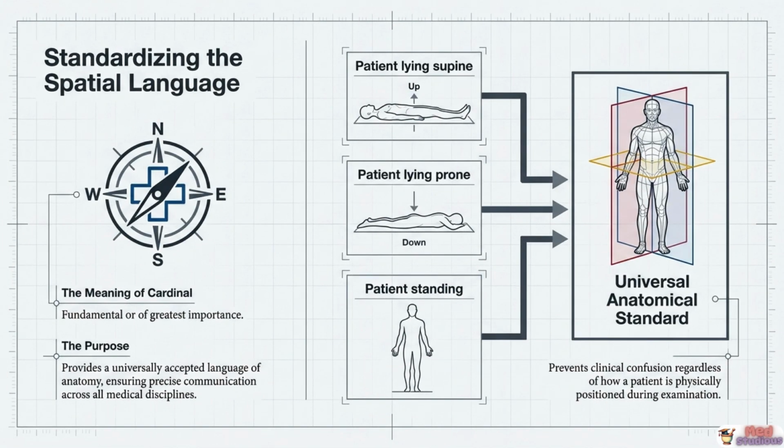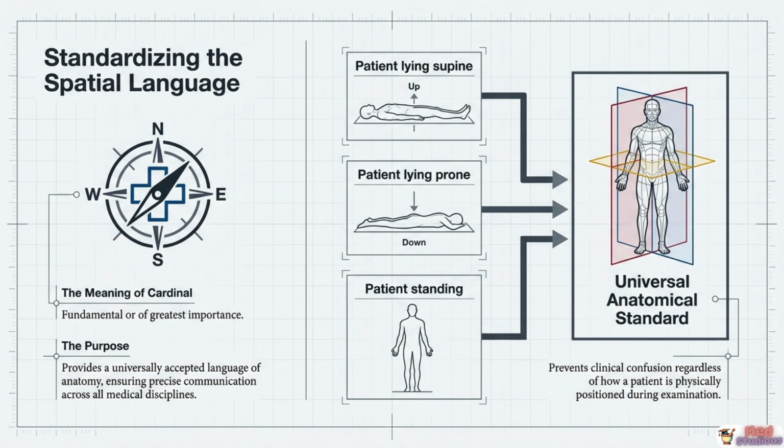Before we can understand the planes and axes, we need to answer one essential question. Why do we need this system at all? The answer is clinical precision. The word cardinal itself means fundamental or of greatest importance, and that is exactly what these planes are. They provide a universally accepted spatial language of anatomy, ensuring precise communication across every medical discipline worldwide. Without a shared reference framework, describing the location of a tumor, the orientation of a fracture, or the direction of a joint movement would be chaotic and error-prone.